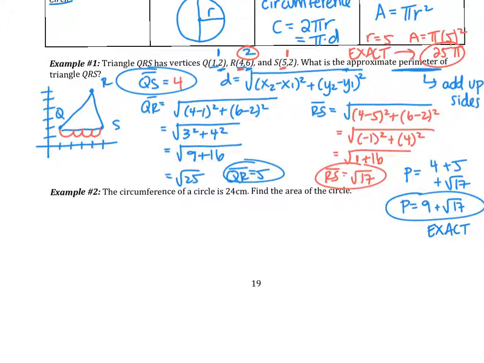Now, I might also ask you for an approximate perimeter. If I ask you for an approximate perimeter, you're going to actually have to put that into your calculator and see what you get. You type in exactly how it looks, 9 plus the square root of 17, and you get about 13.12 units.